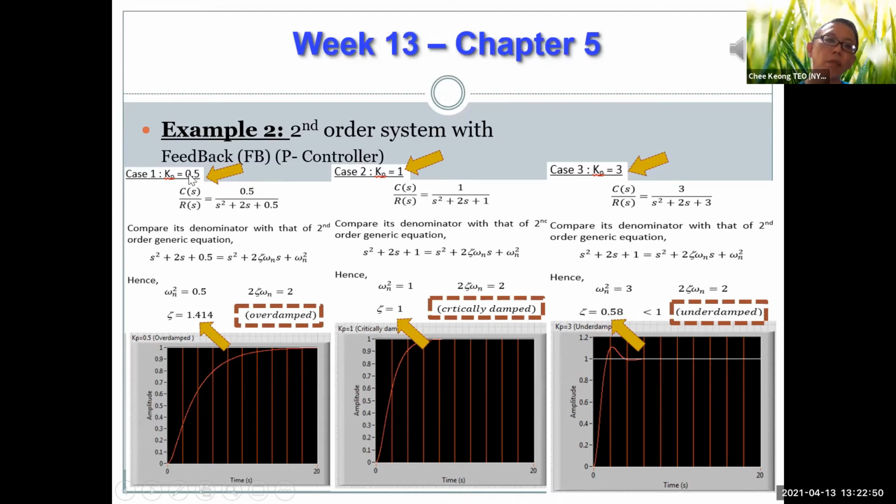So by shifting Kp merely from 0.5 to 3, you can see that the entire closed loop transfer function moves from overdamped to critically damped to underdamped. When underdamped happens, there's slight peaking occurring, but of course the rise time is much faster.